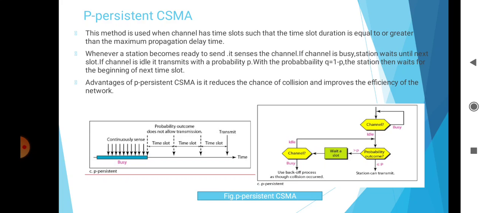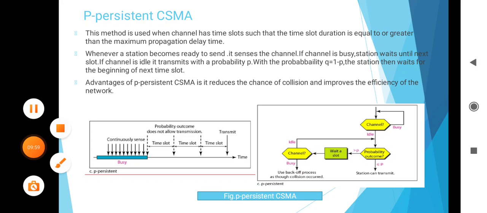If the next slot is also idle, then it either transmits or waits again with probability p and q, and this process is repeated until either the frame has been transmitted or another station has begun transmitting. In case of transmission by another station, the station acts as if a collision has occurred, waits a random amount of time and starts again.